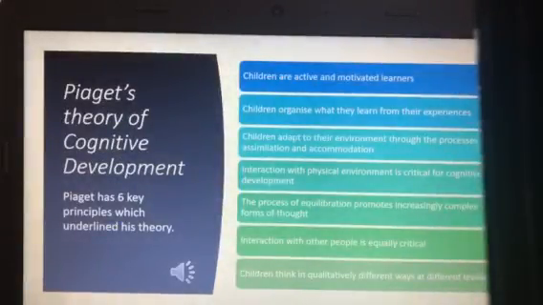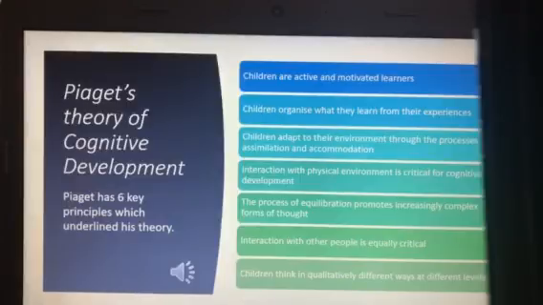Piaget's theory of cognitive development focuses on how children acquire new knowledge and then use that knowledge. Piaget aimed to understand human intelligence when he started studying children's everyday behaviours and the effect these behaviours had on their thinking and reasoning. Piaget has 6 principles which underline his theory.